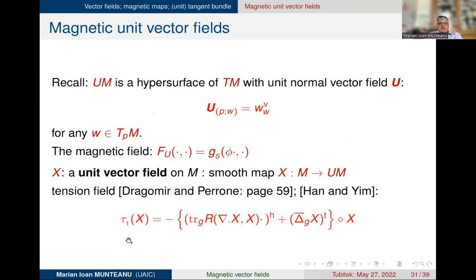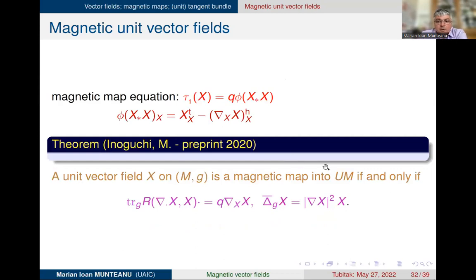So here is a tension field. It is different from the tension field defined when here we have Tm. Okay, the target manifold is different, but the formula is again computed in the book of Dragomir and Perrone, and also by Han and Lim.